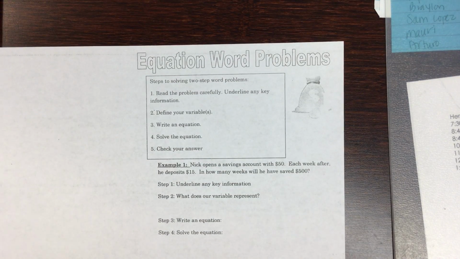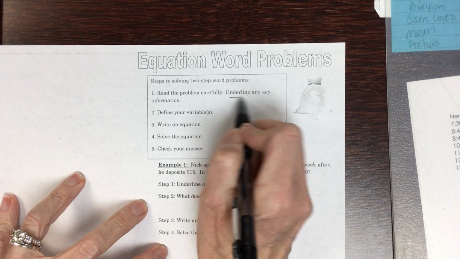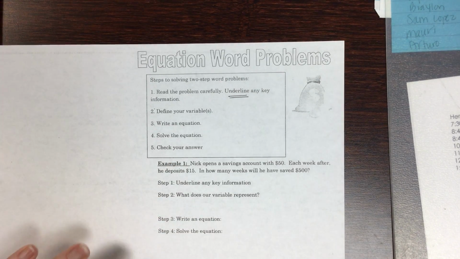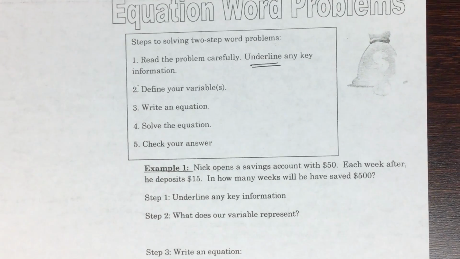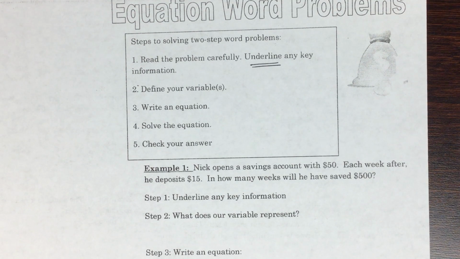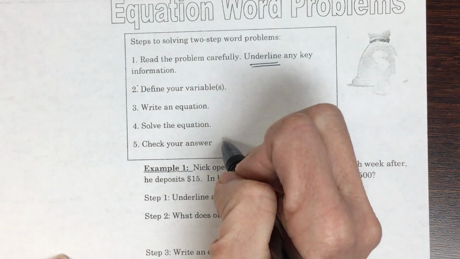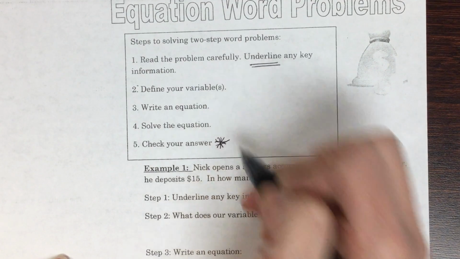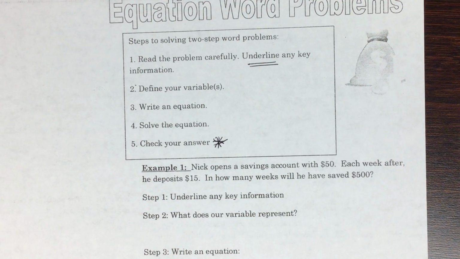All right, for equation word problems, the steps are: read the problem carefully, underline any key information. That's a biggie. Underline it. Define your variables. Remember, variables are what? Letters that represent an unknown, okay? You write the equation, solve the equation, and you always check your answer. That's a biggie, okay? You check your answer.